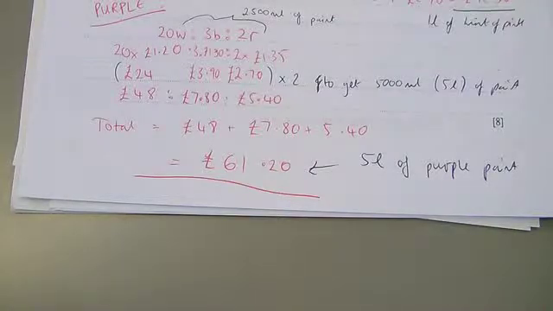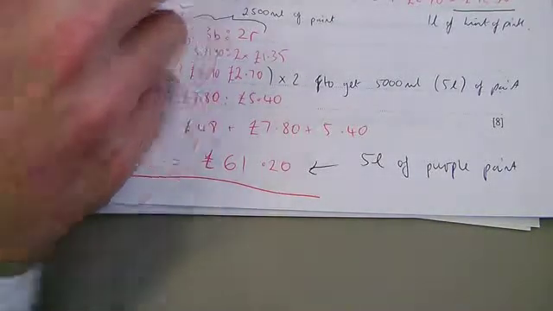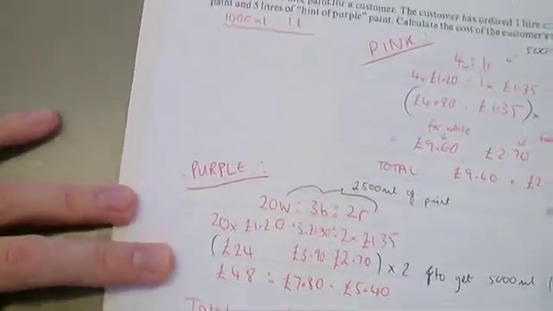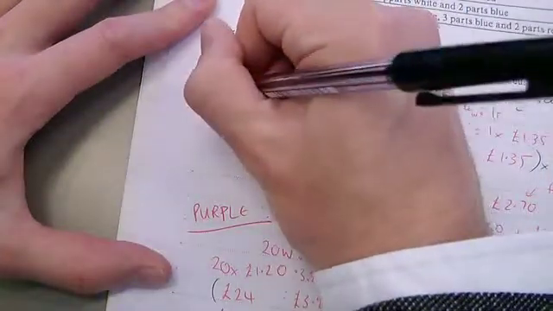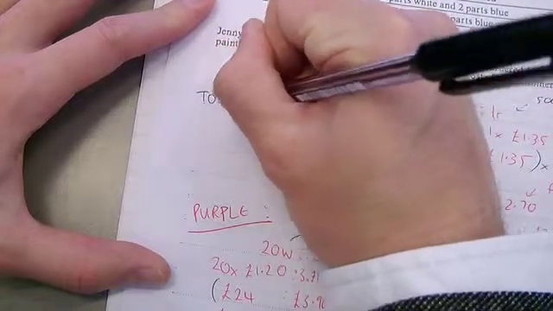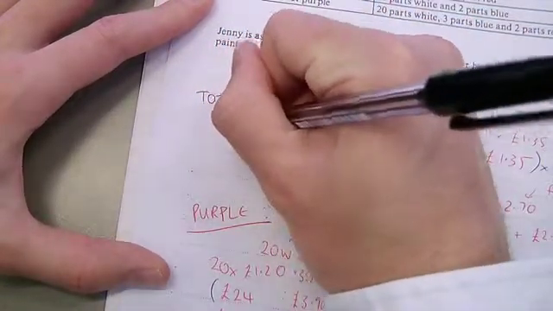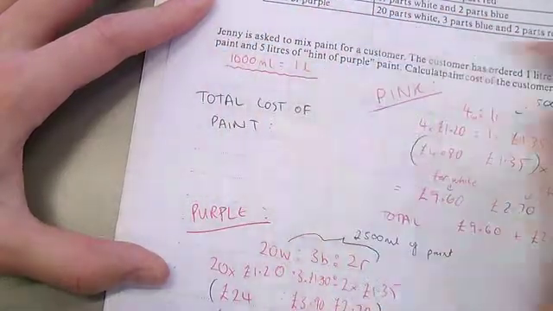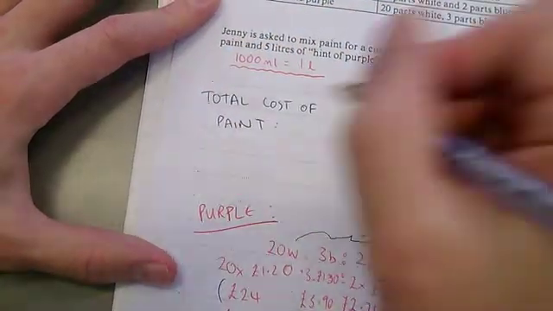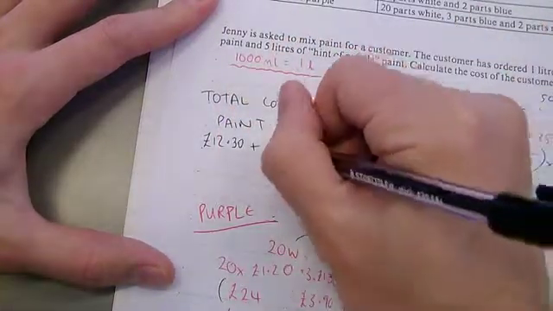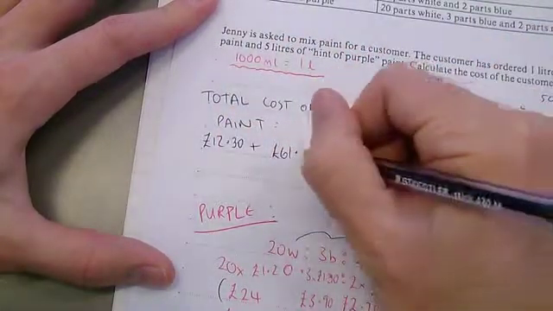Oh, what a fantastic, well done. Calculate the cost of the customer's total order for paint. Well done. Okay, we're just going to come back to this space here. Total cost of paint is going to be, and again, does this answer just pop up out of nowhere? No, show what you're doing to get it. Let's jump through the hoops of this question.